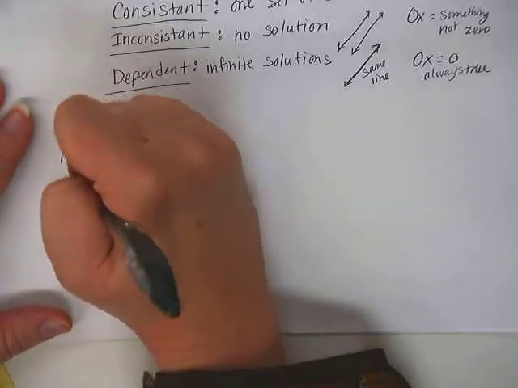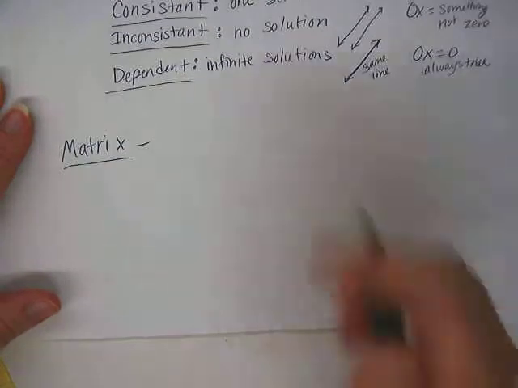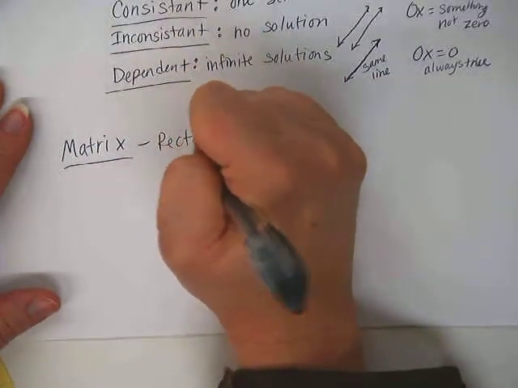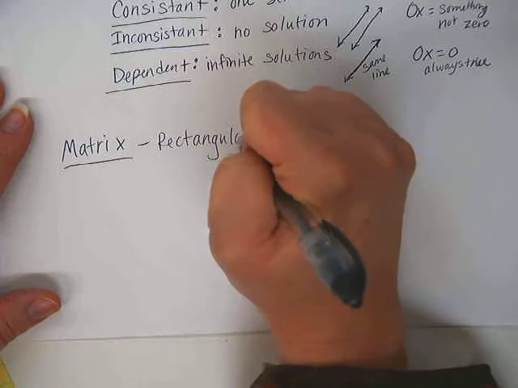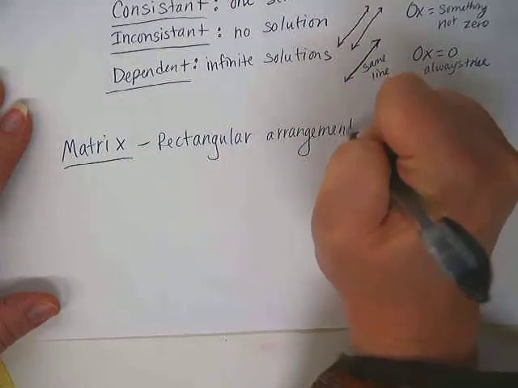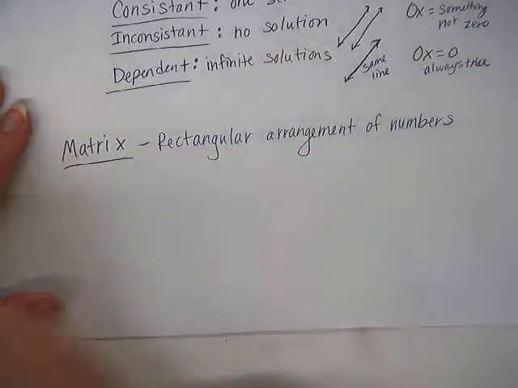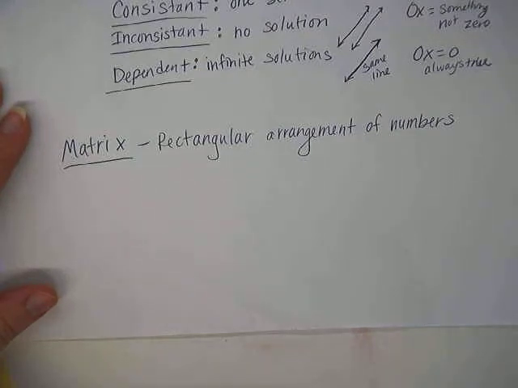Okay, next thing we need to talk about is what a matrix is. A matrix is a rectangular arrangement of numbers. And the really cool thing about matrices is that it's a way of organizing the numbers without the variables, so it's easy to have the work done by a computer or a calculator.